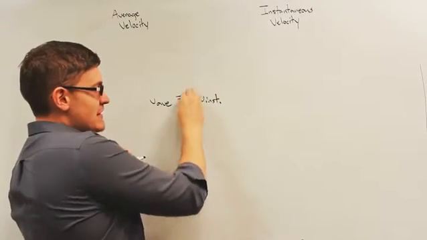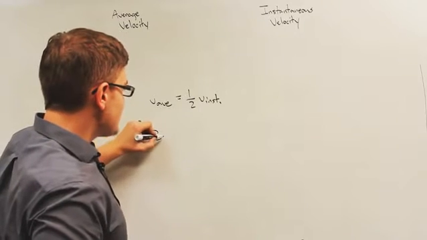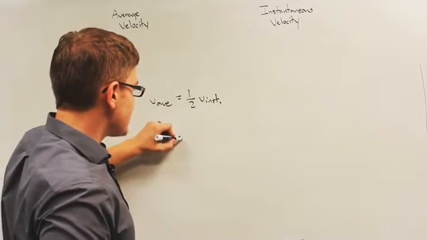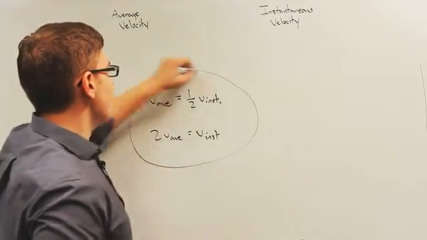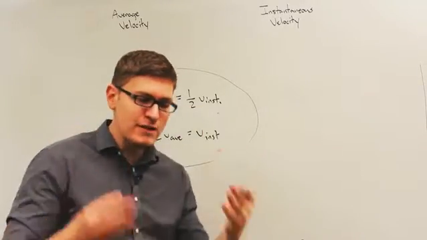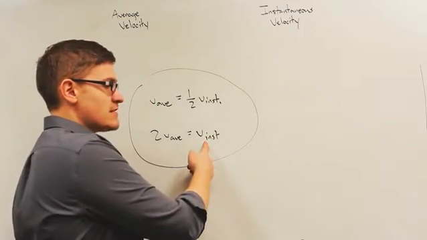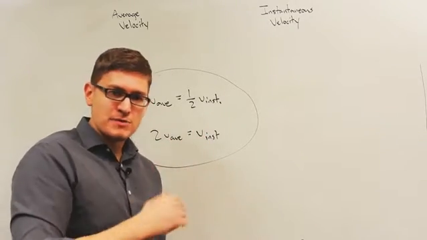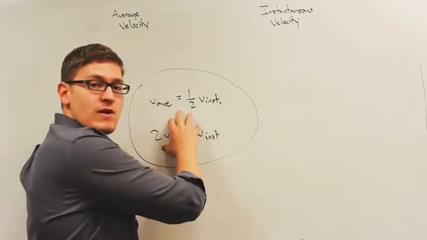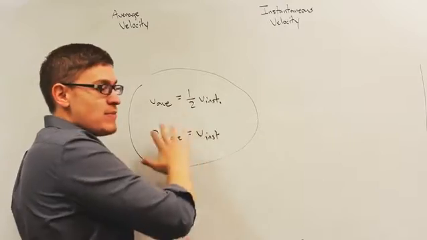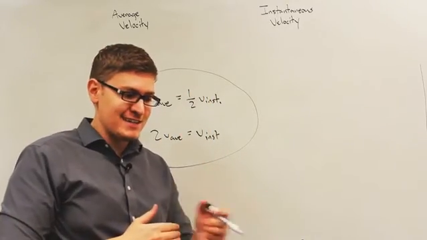A little bit of algebra to get rid of this 1/2: we multiply both sides by 2, and we will see that 2 times whatever the average velocity is equal to the instantaneous velocity. So these equations are huge, and they give us a really awesome way of figuring out instantaneous velocities for objects that are going to be speeding up, slowing down, or changing directions. We're going to use these equations and discuss how we can find out the instantaneous velocity of something that is accelerating.